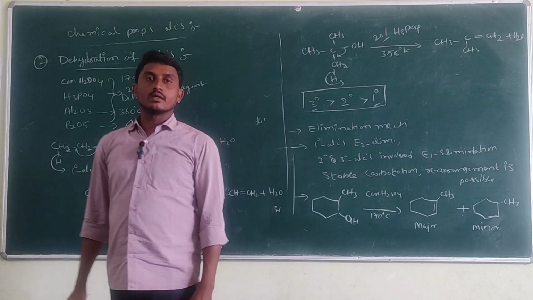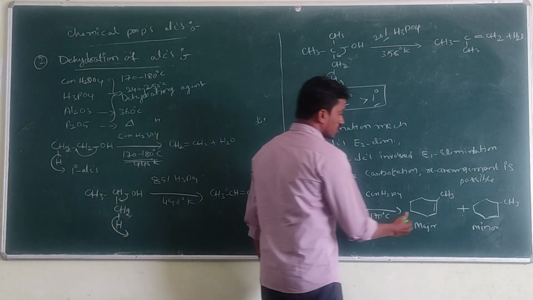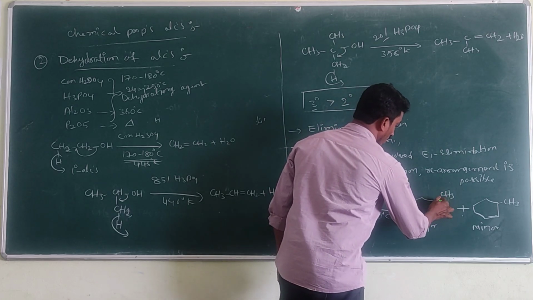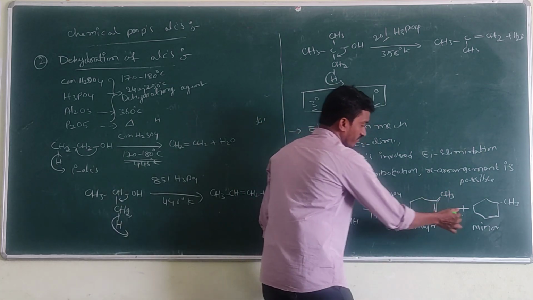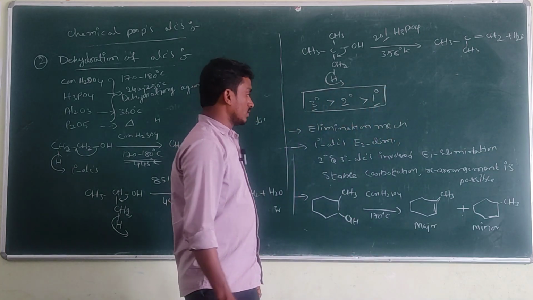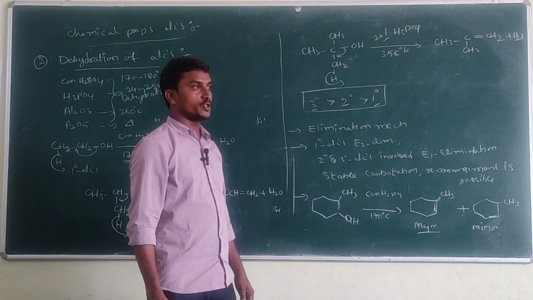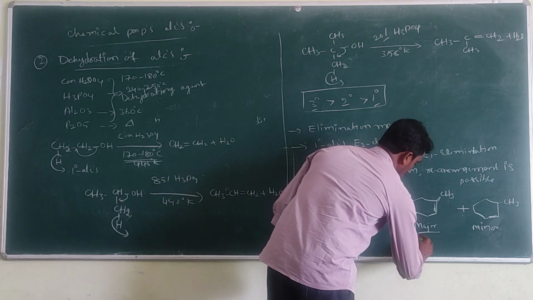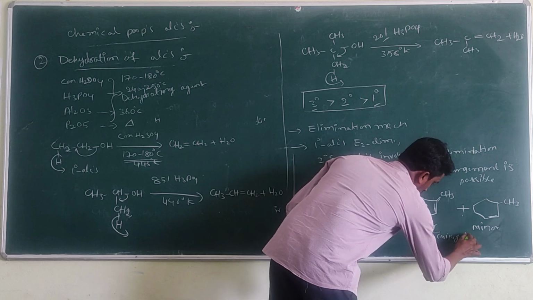This is explained by the Saytzeff rule. The Saytzeff rule says the more substituted alkene is major. Here, for this alkene, a methyl group is substituted, while for the other alkene no substituted group is present. According to the Saytzeff rule, the more substituted alkene is major due to more hyperconjugation structures.